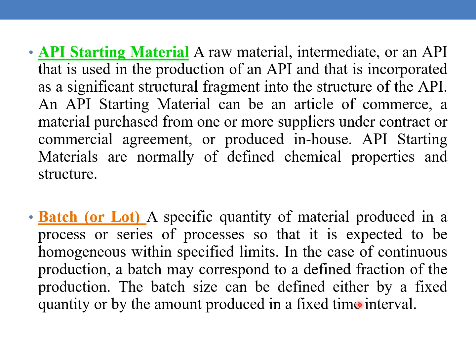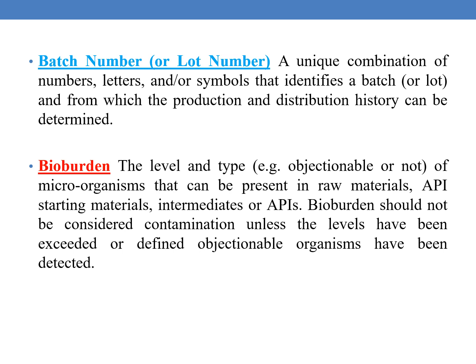This is important. In case of continuous production, a batch may correspond to a defined fraction of the production. The batch size can be defined either by a fixed quantity or by the amount produced in a fixed time interval. Coming to batch number or lot number. A unique combination of numbers, letters and/or symbols that identifies a batch or a lot and from which the production and distribution history can be determined.